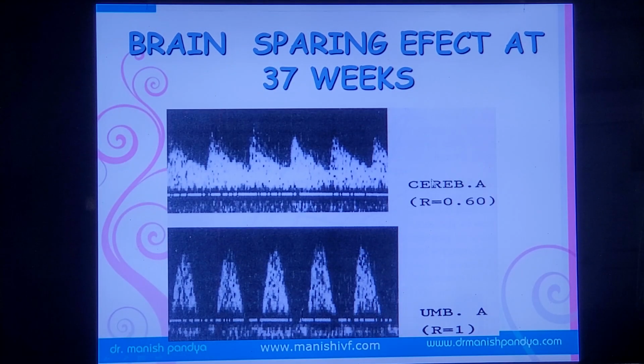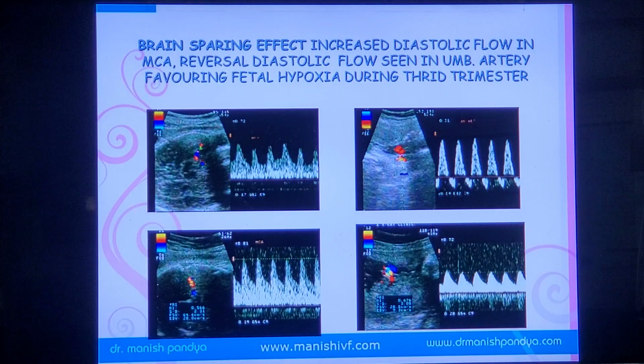So this is brain sparing effect. You can see cerebral artery looks like umbilical artery and umbilical artery looks like MCA. So again, remember the dictum, when umbilical becomes MCA and MCA becomes umbilical, on signature baby is jeopardized. So never allow that Doppler to go that abnormal.